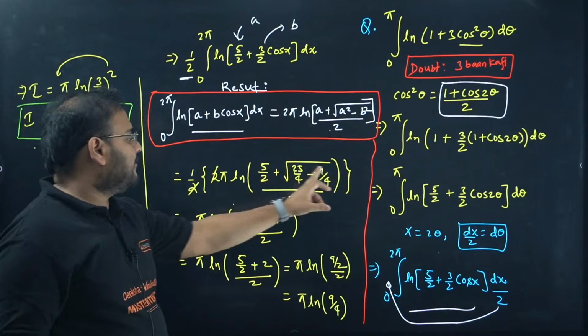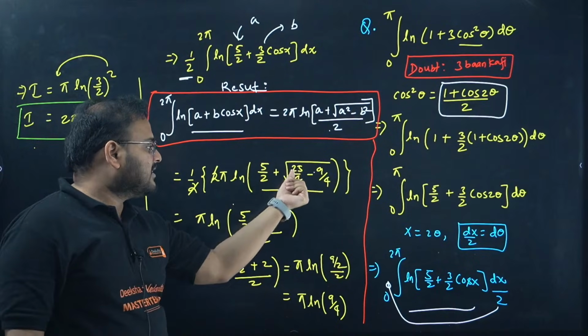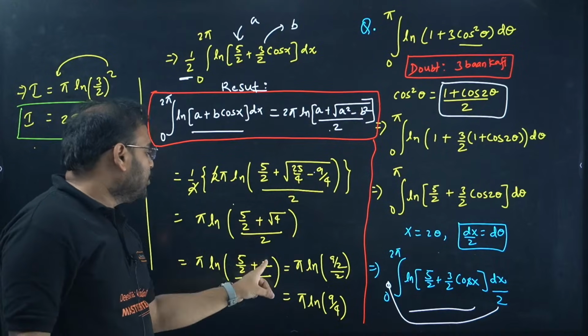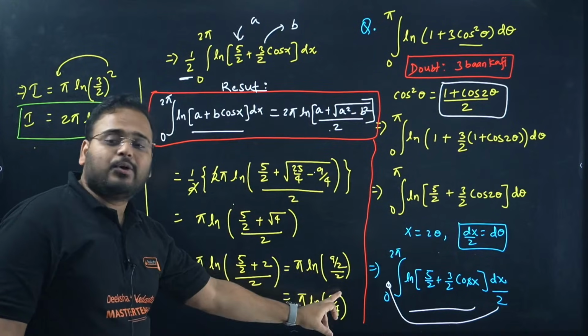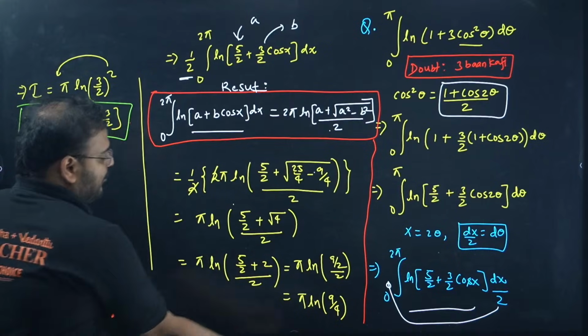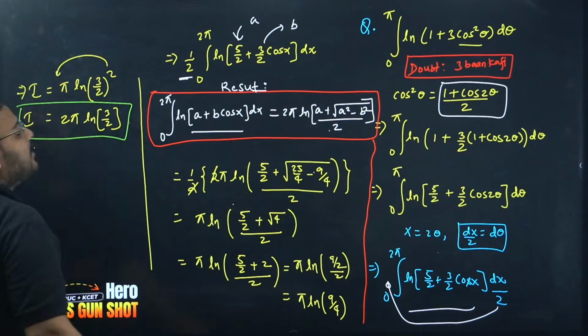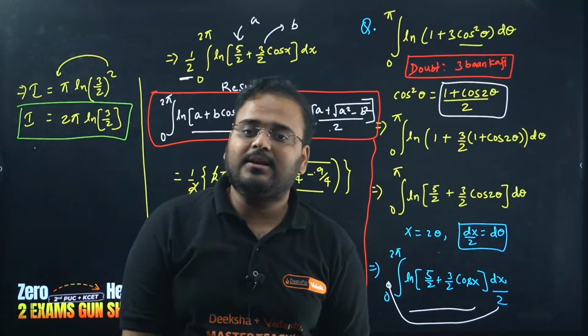Square it up, take the difference: 25 minus 9 is 16, by 4 is 4, the root will become 2. Add it, it will become 9 by 2 by 2, which is 9 by 4. If you take the squares of this, you'll get 3 by 2 the whole square, this 2 will move out over here. Answer will be 2 pi times ln 3 by 2.